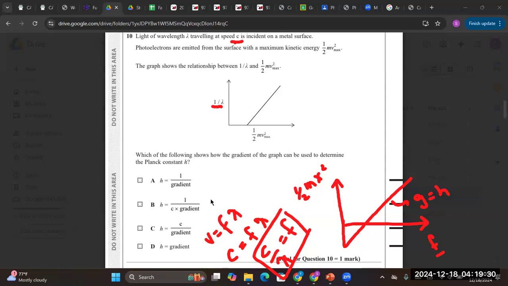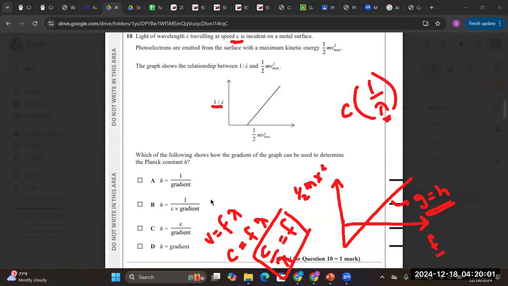That c is equals to f lambda. So c divided by lambda becomes frequency, okay? So if we take c common, then 1 upon lambda is where the 1 upon lambda is coming from. Okay. So now we have to figure out the concept of Planck constant, right? So if you remember in the original graph, I had told you gradient is directly equal to Planck constant.